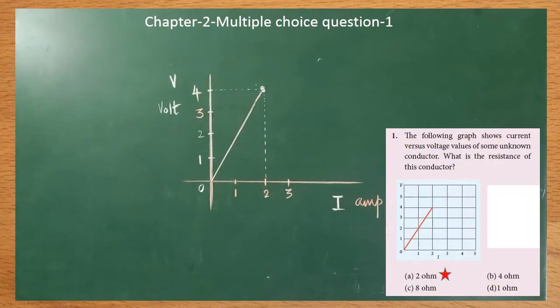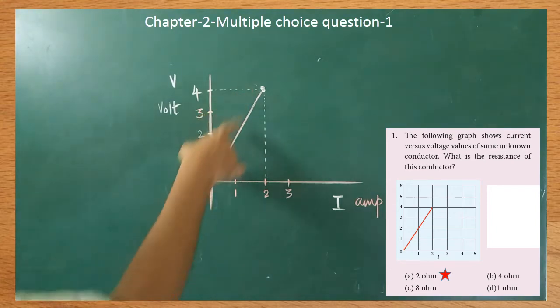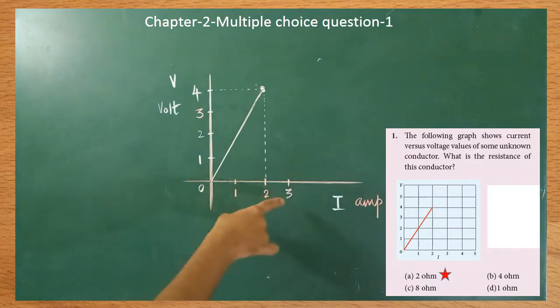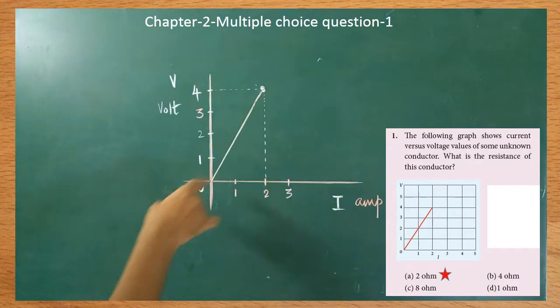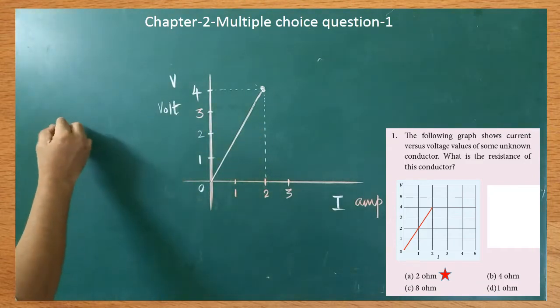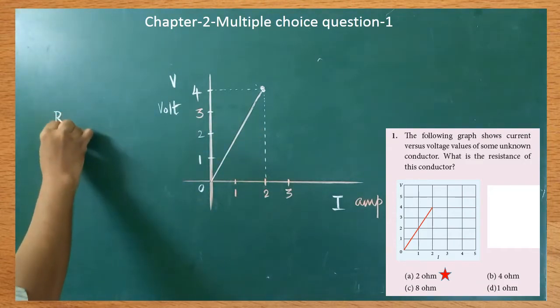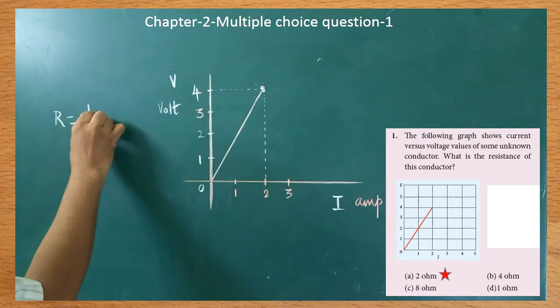Now we are going to solve the first objective question in chapter 2. Here you are asked to calculate the resistance of the conductor from the graph. A straight line is drawn, and the graph is drawn between the current and the voltage. With the help of the slope we are able to get the answer, that resistance of the conductor can be obtained by slope.